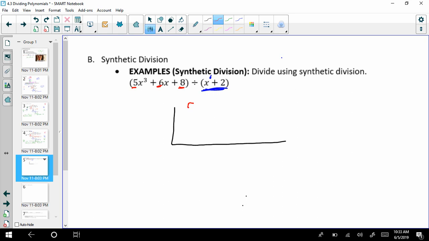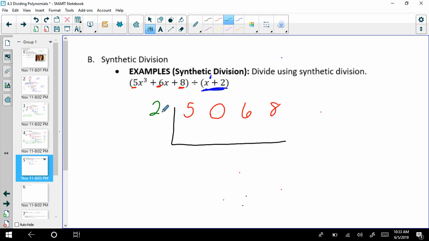So I'm going to have a 5. Now notice though, they skipped something. I don't see an x squared term. We have to use a 0 placeholder for the x squared, or you're going to get the wrong answer. And then my 6, and then my 8. So I'm just using the coefficients, just the numbers. Now out front, we're going to divide by 2.